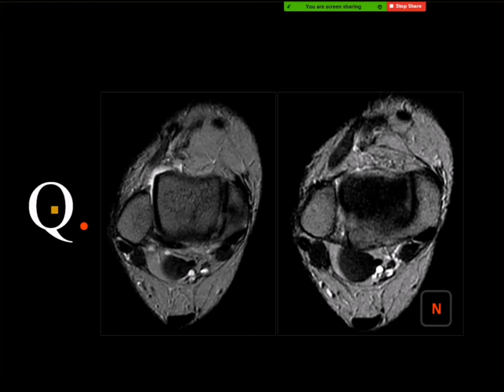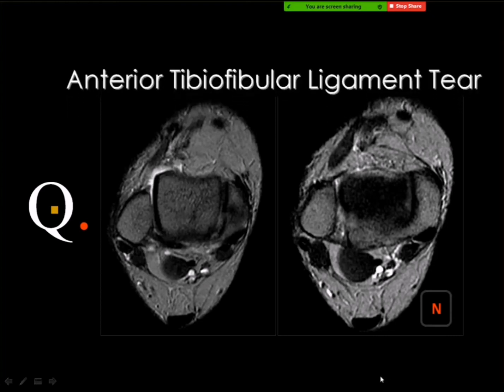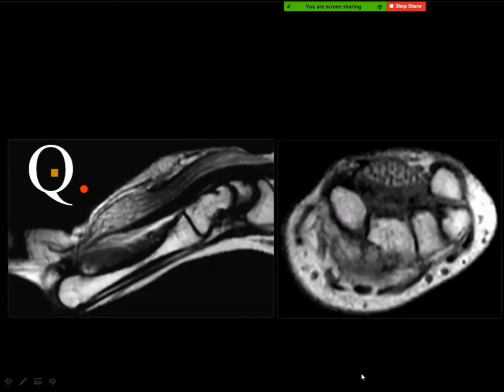Anterior tibiofibular tear, completely. Yes, this is tibiofibular, the anterior tibiofibular ligament, which is commonly torn in the ankle joint. This is the normal ligament, and the two important signs of ligamentous rupture are the absence of the ligament and the fluid signal at its site. This is the torn anterior tibiofibular ligament.